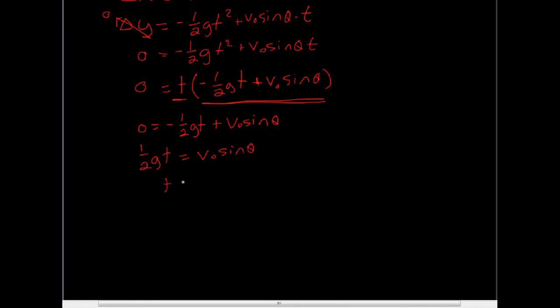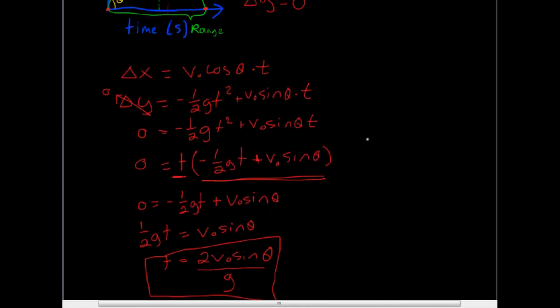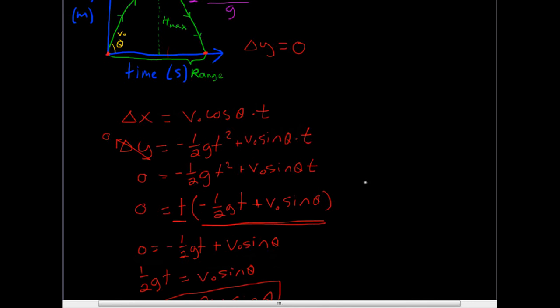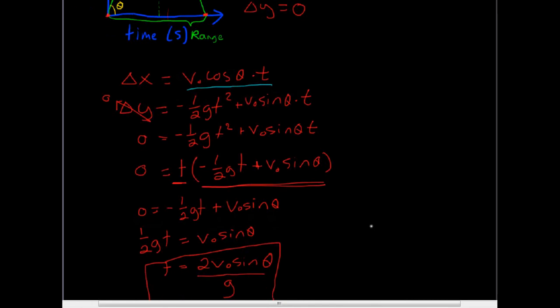And t is going to be equal to 2 v naught sine theta divided by g. So now that we've solved for the time at which our projectile has its maximum horizontal displacement, we simply want to plug that time into our delta x equation right here, and that will give us our maximum horizontal displacement.